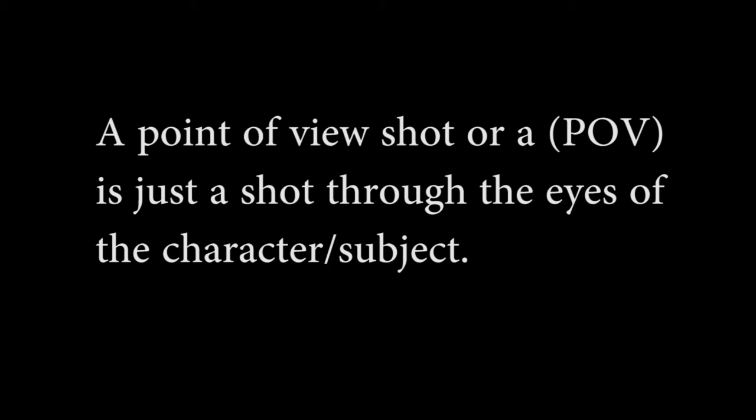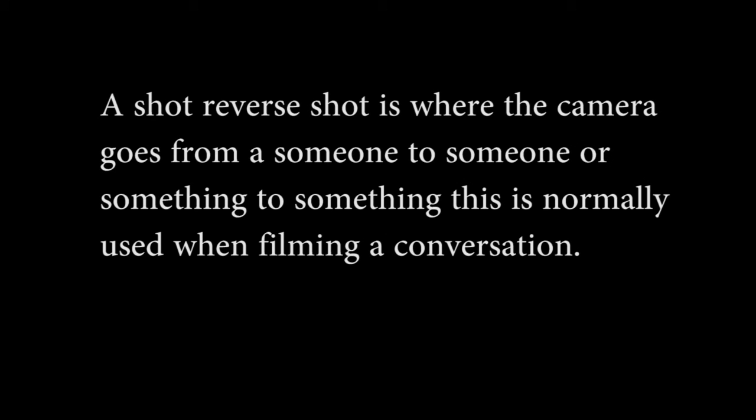A point of view shot, or a POV, is just a shot through the eyes of the character or subject. Shot reverse shot is where the camera goes from someone to someone or something to something. This is normally used when filming a conversation.